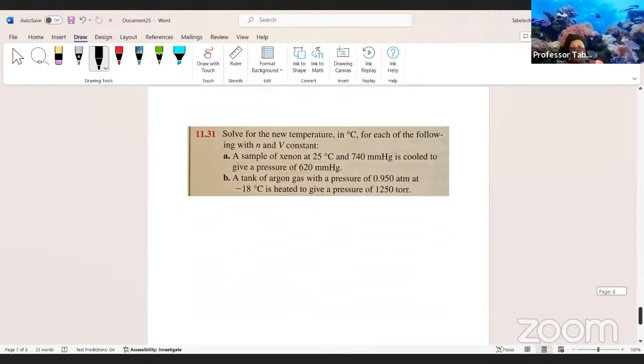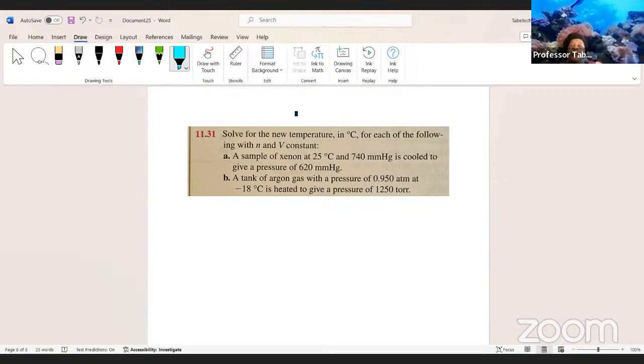Okay, we'll do one more problem, 11.31. And here it says solve for the new temperature in degrees Celsius. So now we're doing the reverse. Before, we were trying to solve for pressure, now you're solving for temperature, but they want it in degrees Celsius. So for 11.31, we're going to do letter A.